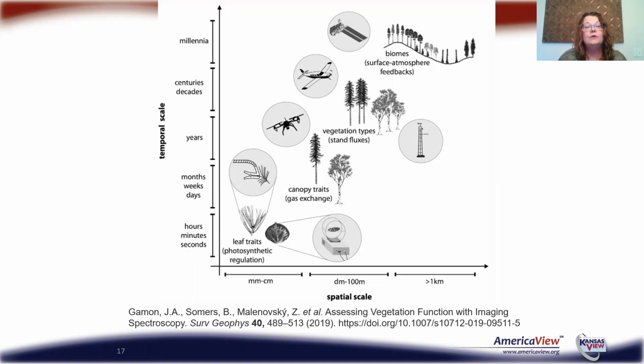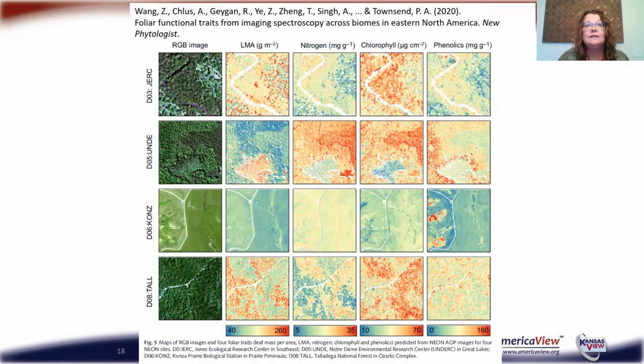So I was just going to showcase a couple of publications that are using the NEON data. This one, they're looking at foliar functional traits using the spectrometer data from NEON. And they're looking across a number of biomes in Eastern North America. And from what I read, they're planning to expand this to the rest of the US as well.